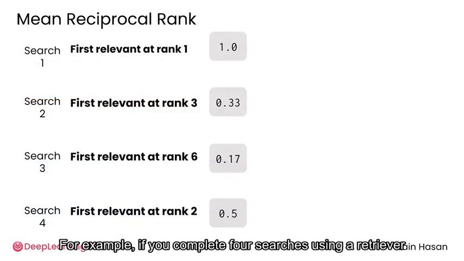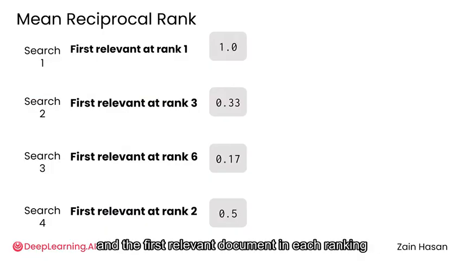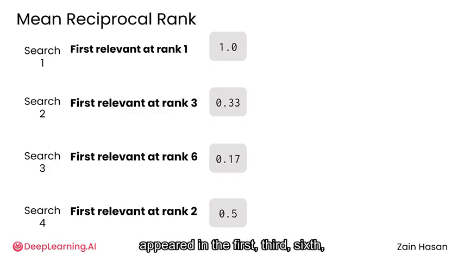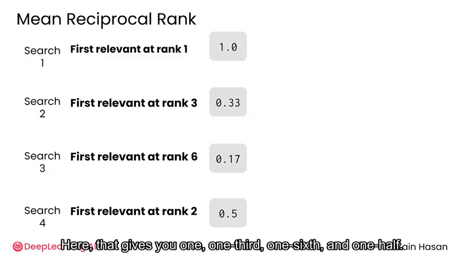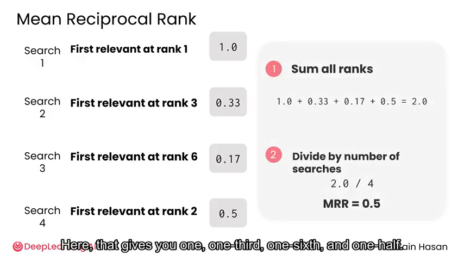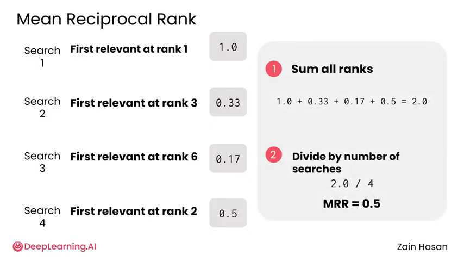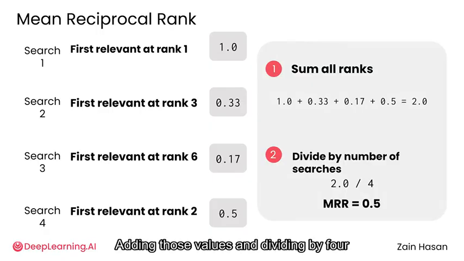For example, if you complete 4 searches using a retriever, and the first relevant document in each ranking appeared in the first, third, 6th, and 2nd spot in the ranking, you'd calculate the mean reciprocal rank by dividing 1 by each of those numbers. You then average those values. Here, that gives you 1, 1/3, 1/6, and 1/2. Adding those values and dividing by 4 gives you the mean reciprocal rank of 0.5.